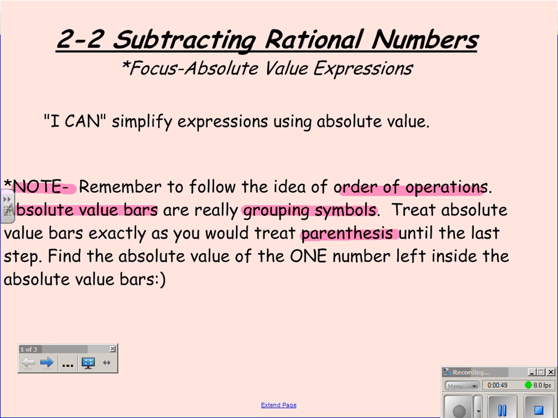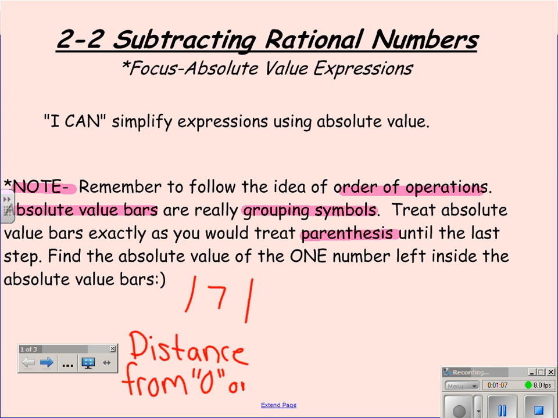But when we have absolute value bars around a particular number, let's say the absolute value of 7, what we're really answering is the distance from 0 on a number line. So the absolute value of 7 is 7, and the absolute value of negative 7 is 7. So when we're talking about one number in absolute value, the absolute value is always positive.